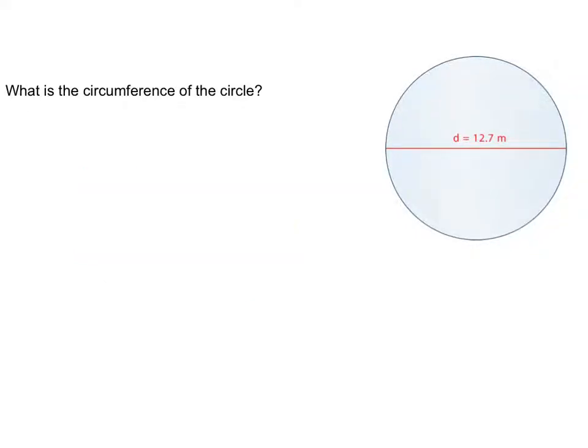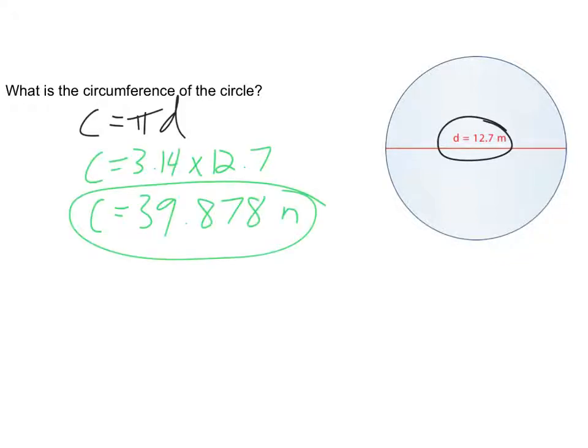Go ahead and pause the video and find the circumference of a circle that has a diameter of 12.7 meters, and then hit play and see how you did. For this example, you should have gotten that the circumference is 39.878 meters.